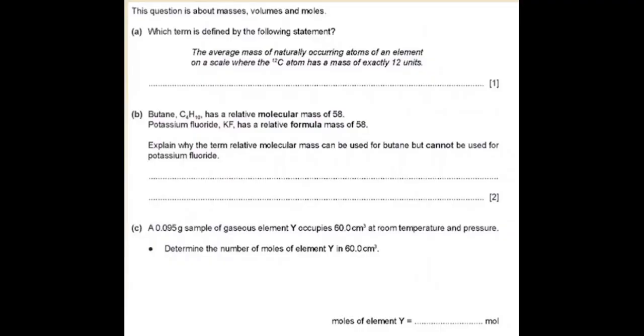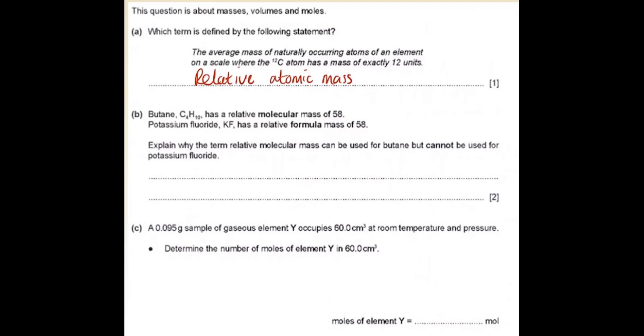So let's get stuck in. This question is about masses, volumes and moles. Which term is defined by the following statement? The average mass of a naturally occurring atom of an element on a scale where a carbon-12 atom has a mass of exactly 12 units. Well, of course, that is talking about the relative atomic mass scale, because relative atomic mass tells us that every atom is compared to carbon-12, and carbon-12 weighs exactly 12 units.